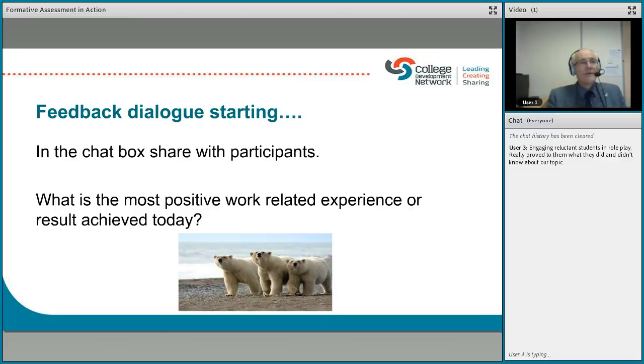Typing. Claire, I really liked what you've posted there. Engaging reluctant students in role play. Yeah, we all know that role play is a really powerful learning tool, but as you say, if you've got reluctant students, it takes a lot of work to get them to that stage. But well done you, and you've used it as a kind of diagnostic assessment tool to work out what they do know and, more importantly, what they didn't know. How good is that? Fantastic.